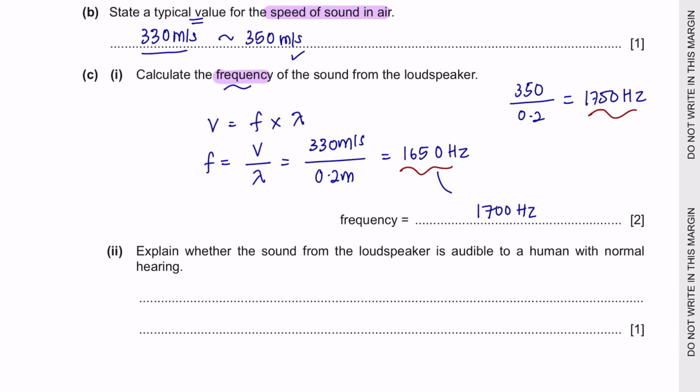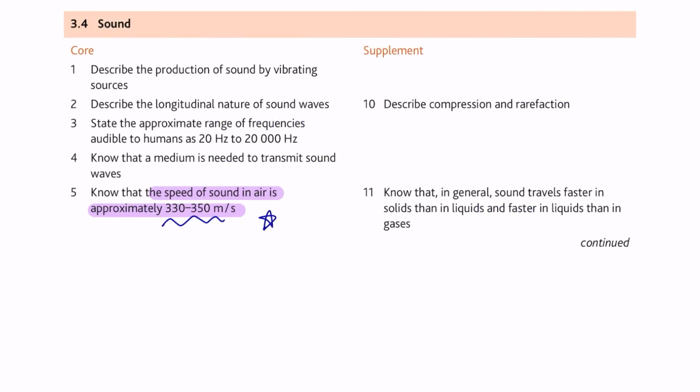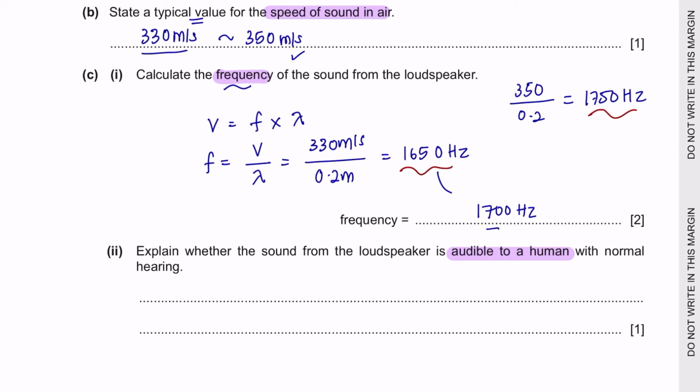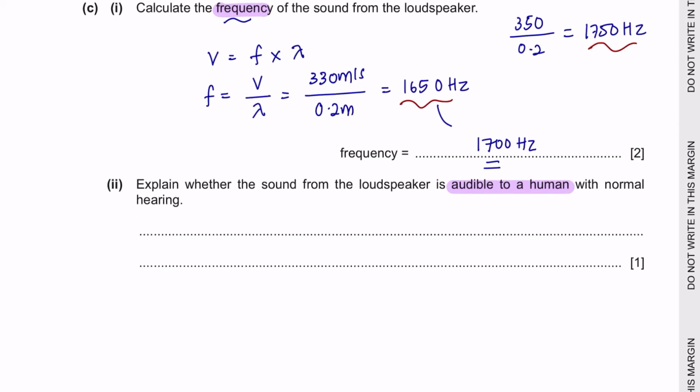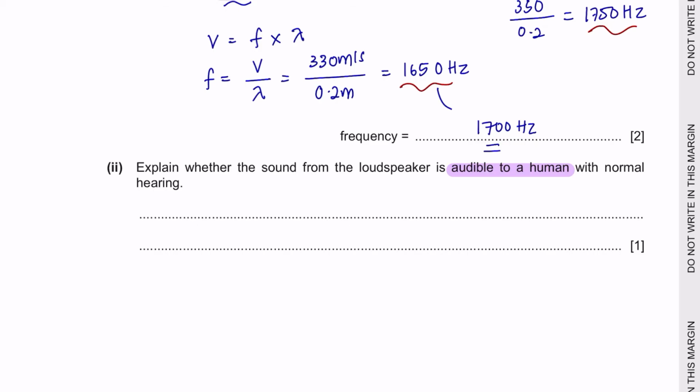Next question, part 2. Explain whether the sound from the loudspeaker is audible to a human with normal hearing. Now, the approximate range of frequencies audible to humans is from 20 Hz to 20,000 Hz. Please remember this range. Since the frequency here is within 20 to 20,000 Hz, yes, you will be able to hear the sound.